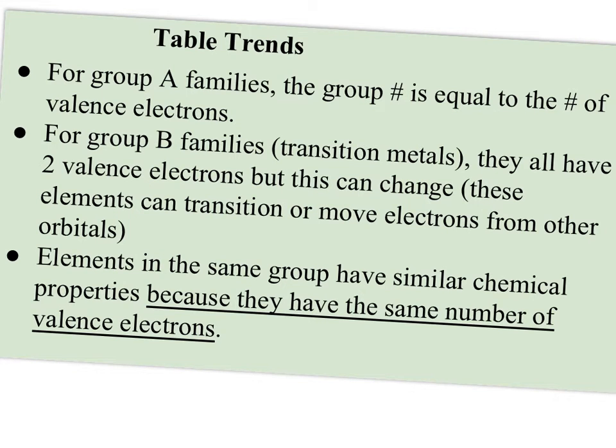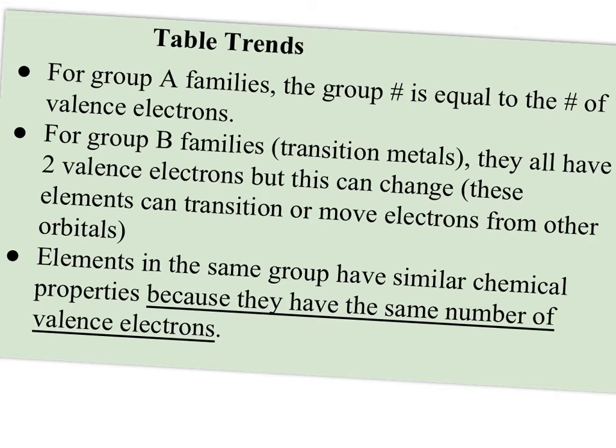For group A families, or the representative elements, the group number is equal to the number of valence electrons. So 1A has 1, 2A has 2, etc. For the B families, the transition metals, remember, they're all filling up a d or an f orbital, and that's always 1 or 2 levels back or below the current energy level. So they also have 2 valence electrons. But because they have that d or f orbital, they can move electrons between those orbitals. So sometimes they have different valence electrons or do different things than what the representative elements do.